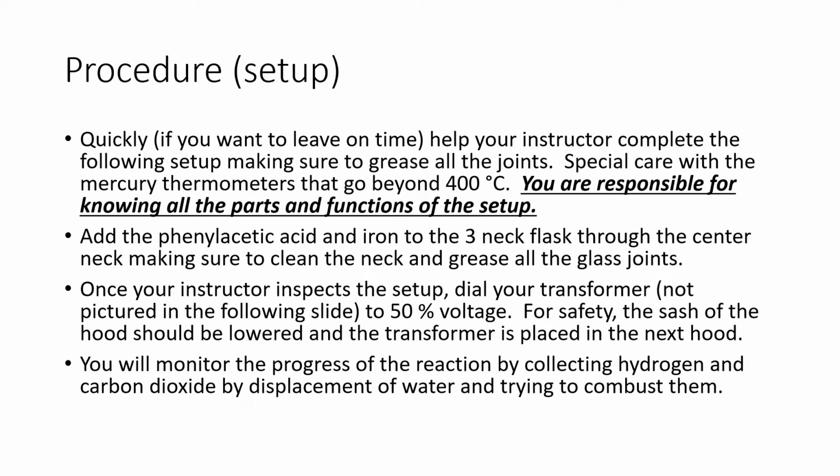We're going to do this experiment in a 3-necked round bottom flask, and we'll start by adding phenylacetic acid into the 3-necked round bottom flask, and then we can increase the voltage to 50%. Because this experiment will be done in a fume hood and we're using an organic reactant, we need to lower the sash of the hood so that we can protect ourselves. In the reaction, you'll also be monitoring the byproducts, especially the gases, carbon dioxide and hydrogen, that will be coming out.